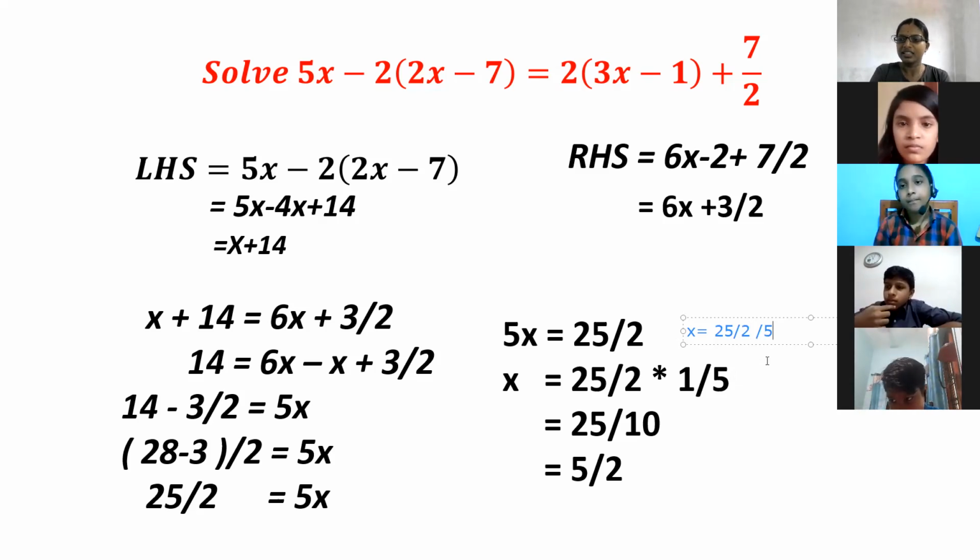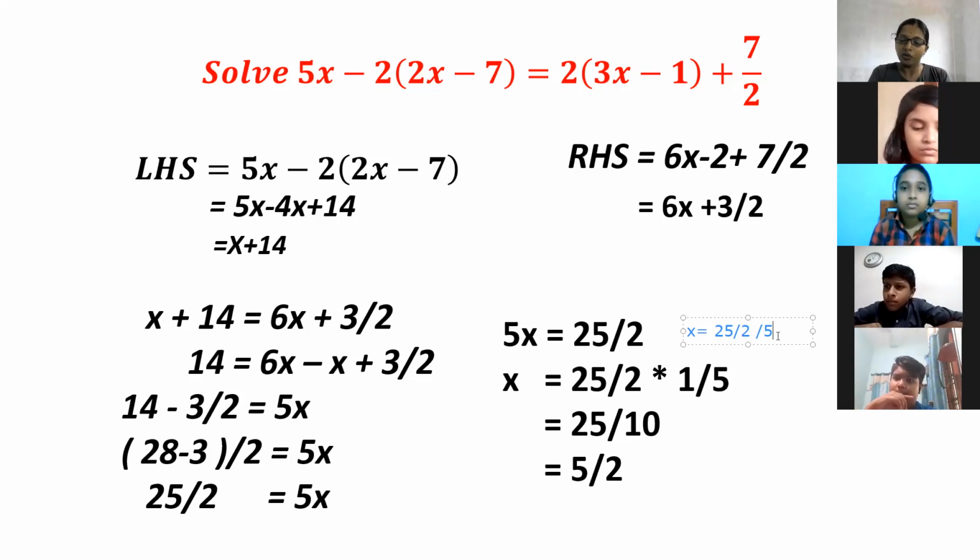Then there are two divisions, that is 25 by 2 again divided by 5. We know how division of rational numbers happens. While dividing rational numbers, what are we doing exactly? We have to multiply it with the reciprocal. So what is the reciprocal of 5? 5 is a whole number, and we can represent it as a rational number 5 by 1.